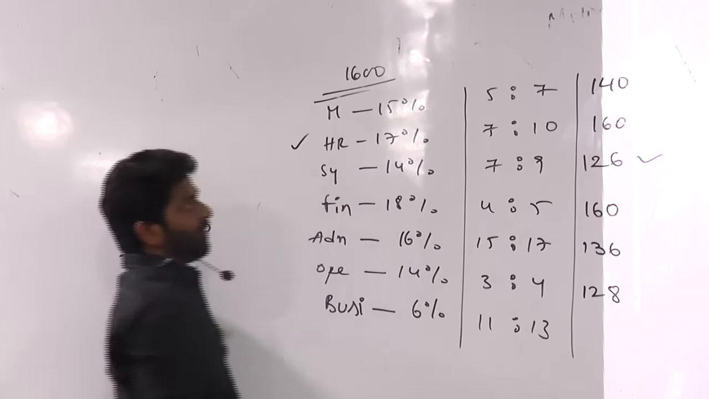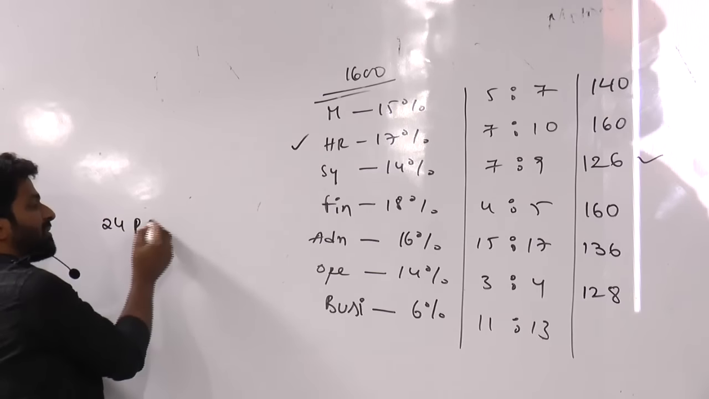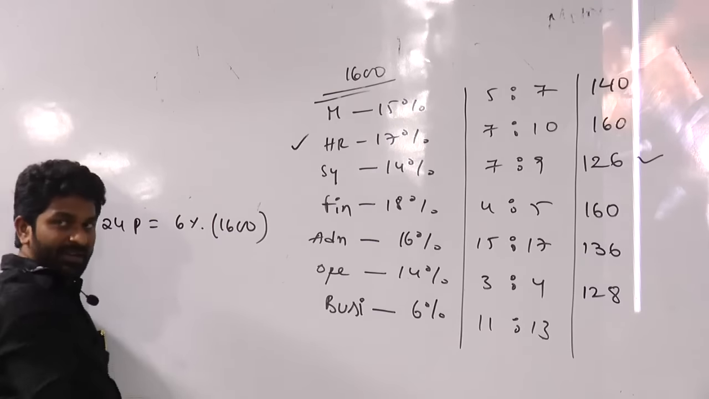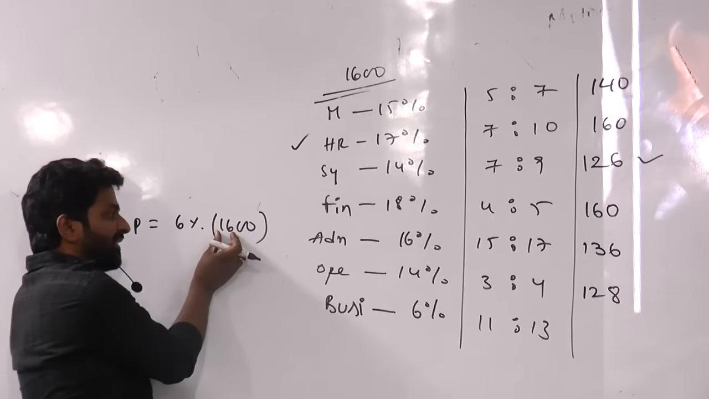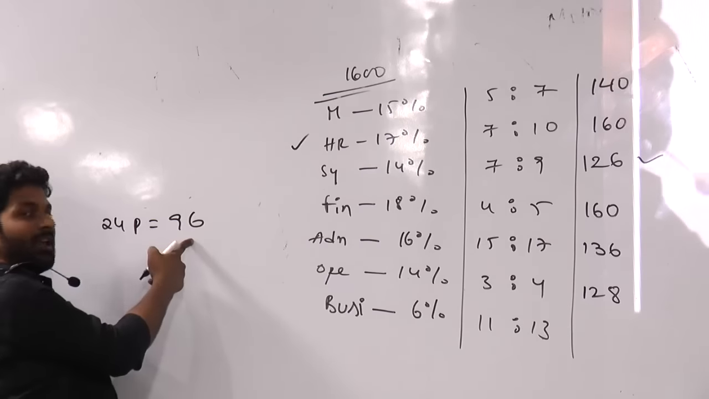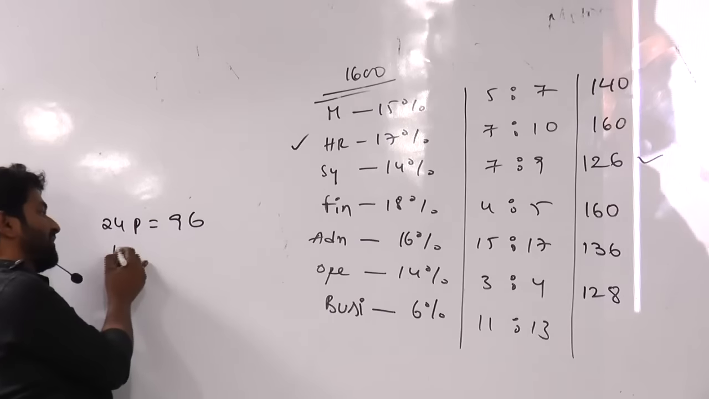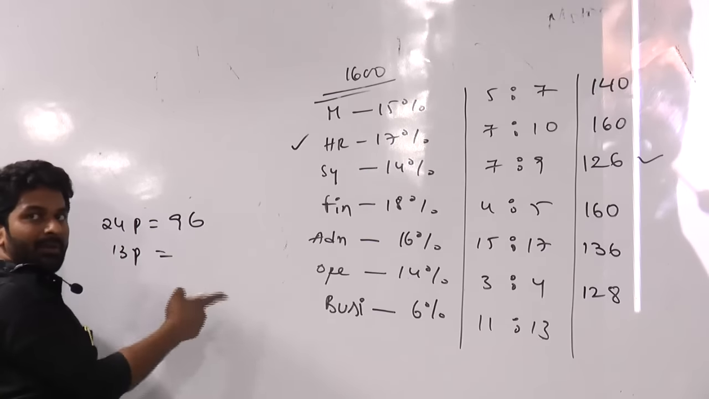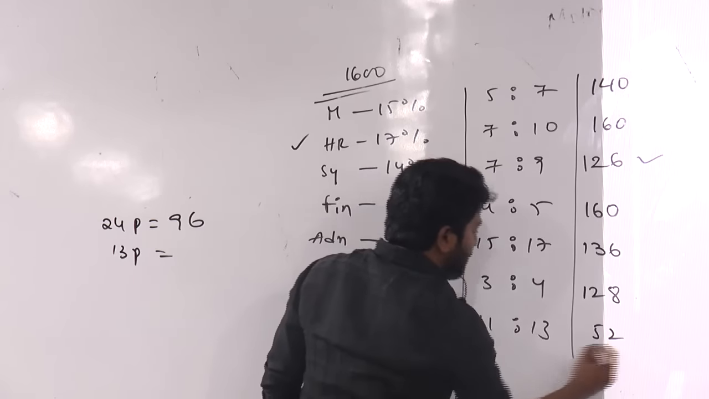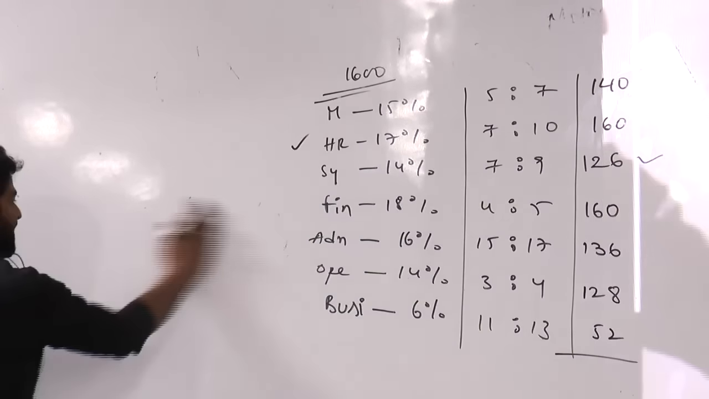Total 24 parts. 24 parts is equal to 6% of 1600. Let me first get 6%. 1% is 16, 6% is 96. 4 times. Second class 13 parts, 13 four times. Double 13 is 26, double is 52. So these are all the total number of candidates who got second class in each specialization.